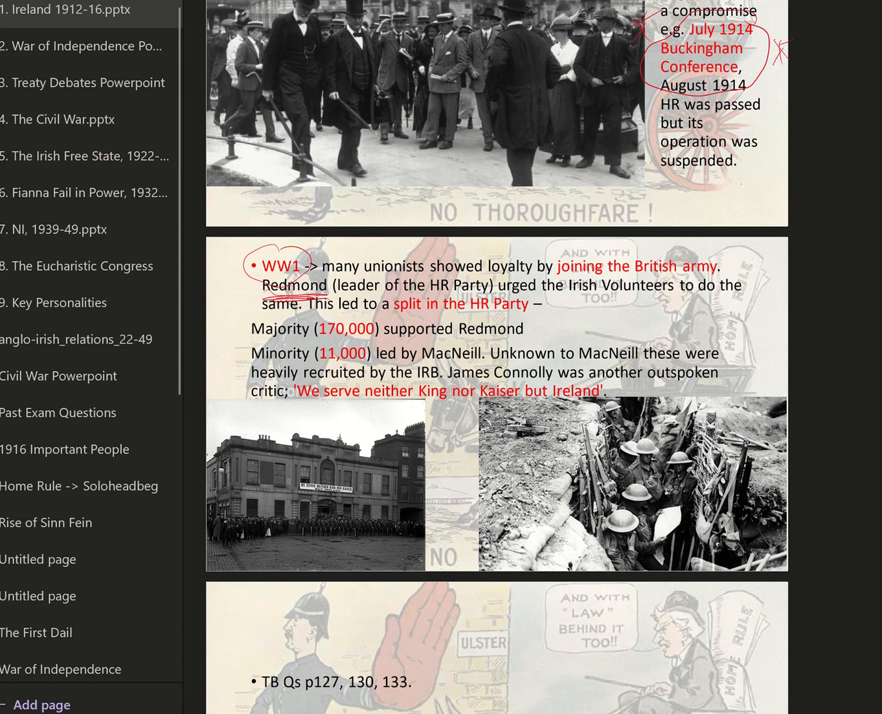What to do with the Irish Volunteers. They've got Home Rule promised. What do they do now? Do they kind of say, we're separate to Britain, we're not getting involved in World War One? Or do they say, no, at your time of need, we're going to fight alongside you?